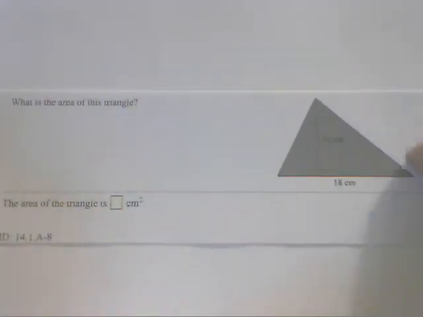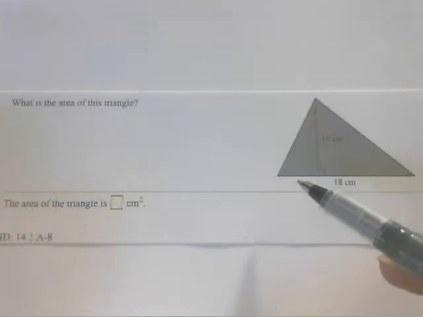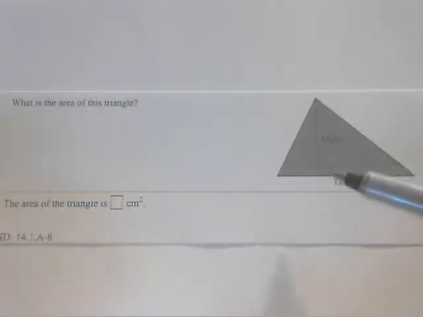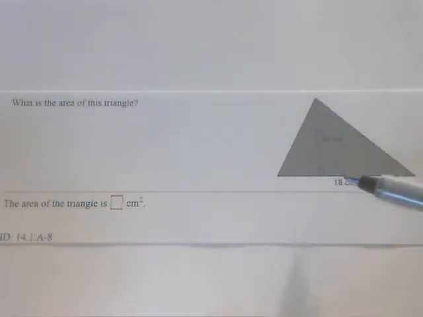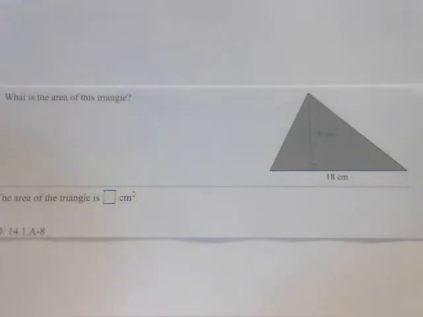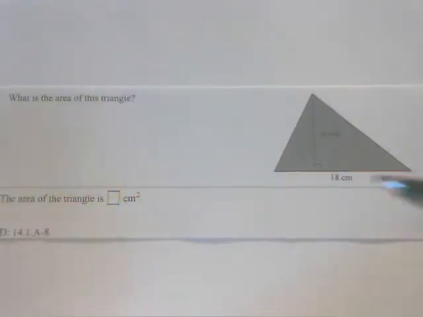Okay, here's the next problem. What is the area of this triangle? Here the base is 18 centimeters, the height is 16 centimeters. I know it's difficult to see in this video, but that's the height, 16 centimeters. And the base is 18 centimeters.